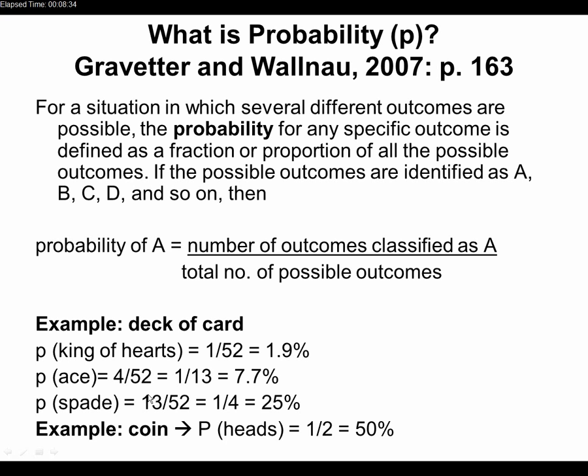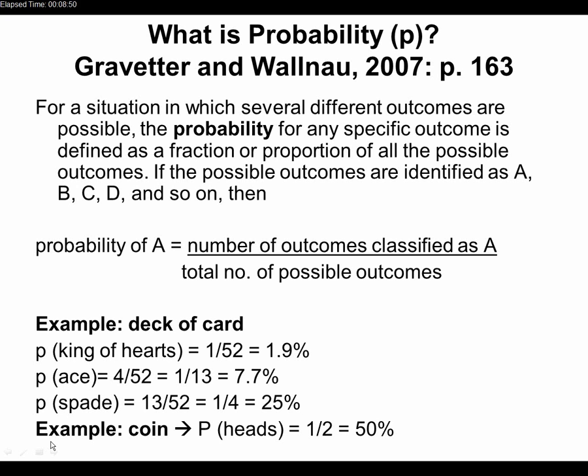There are 13 spades. There are 52 cards, so we take 13 and divide it by 52. We come up with a quarter. That's equal to 25%. So we've got a 25% chance of being dealt a spade.